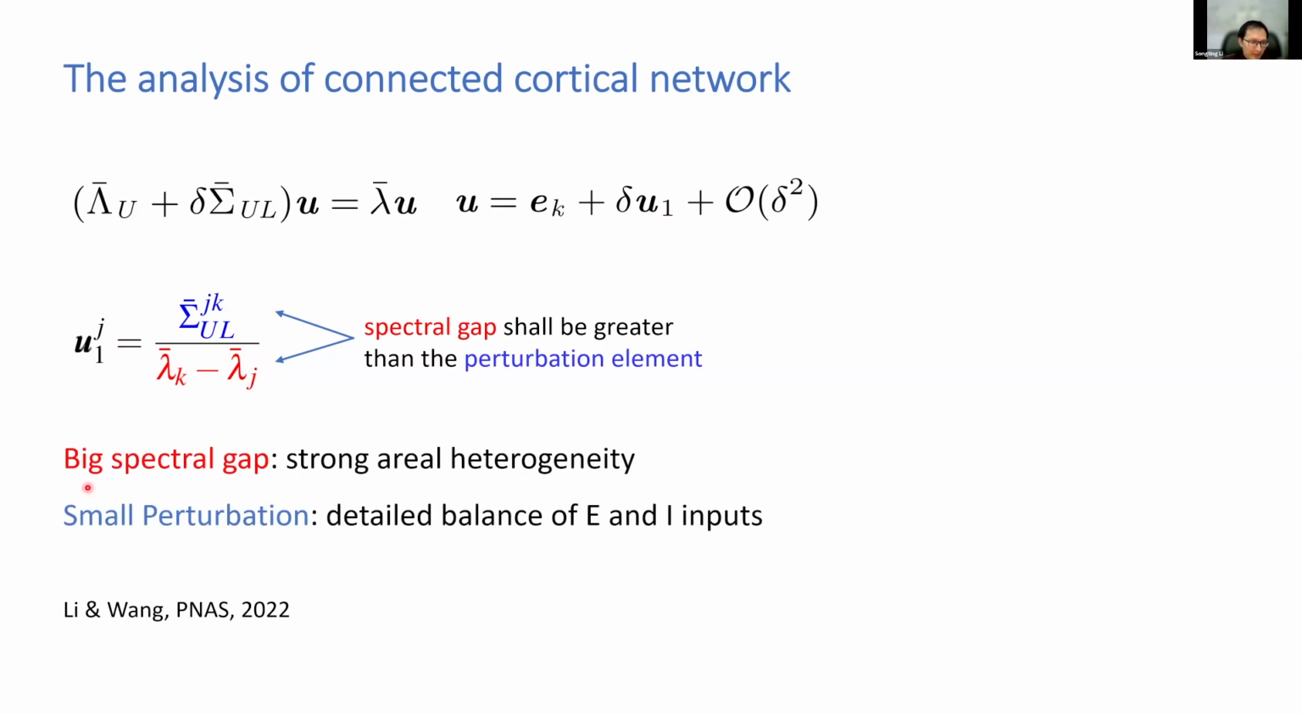So we will require the big spectral gap. So the difference should be big. And the difference is due to the strong area heterogeneity we previously set. Different h_i will give different lambda here for each area. And the small perturbation in the numerator requires the detailed balance of E and I inputs. So you can think about if for each area, the effective interaction between two areas due to this detailed balance of E and I is small, then each area will maintain its intrinsic time scale, and plus this heterogeneity will help against this long-range connection.